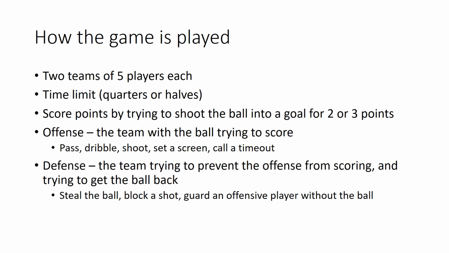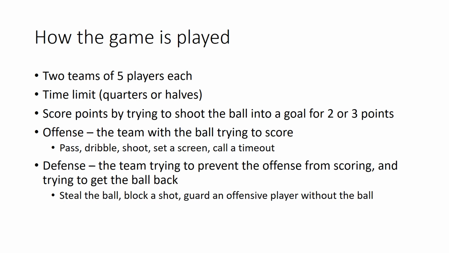Here's a brief overview of how the game of basketball is played. We'll have 2 teams of 5 players each, a time limit. Depending on where you play, there'll be quarters or halves. A team scores points by trying to shoot the ball into a goal for 2 or 3 points, depending on where you're standing on the court.